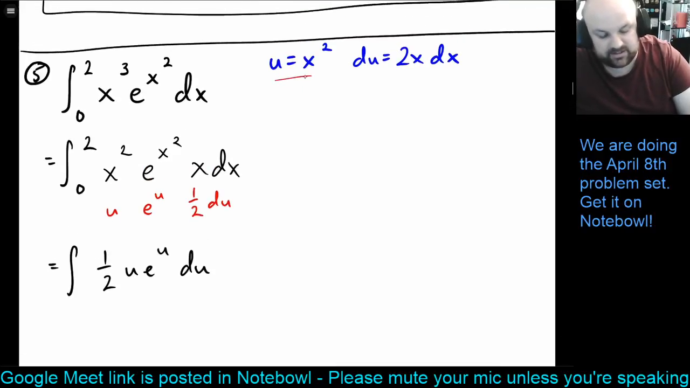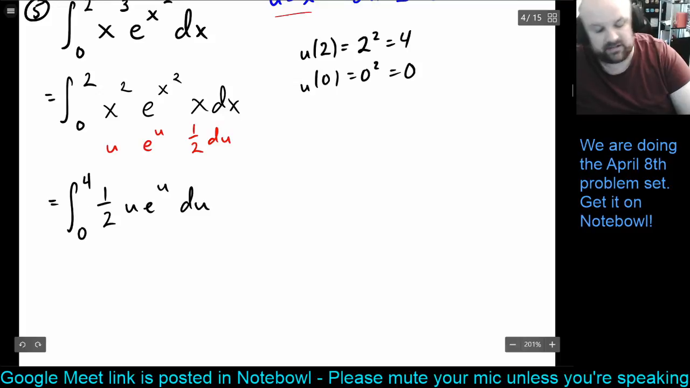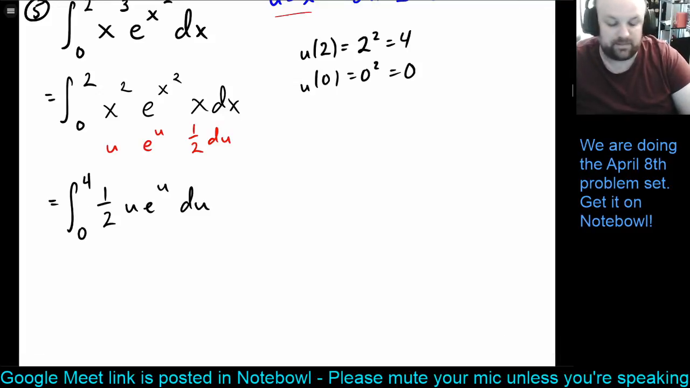So we plug the 0 into the x squared, we get 0. We plug the 2 into the x squared and we get 4. So u of 2 squared is 4. U of 0 squared is 0. All right, so just pop those in here. There's our new bounds for u. And then how do we integrate this?